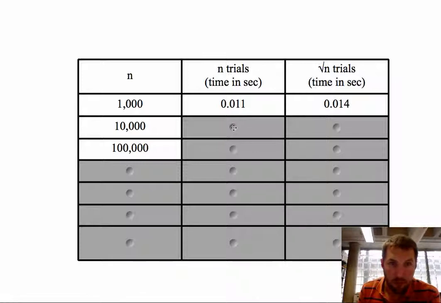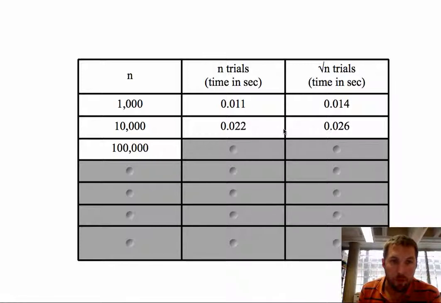So what if we tried 10,000? 10,000 is a little bit bigger of a number. Well, it takes about double, which isn't bad considering this number, 10,000, is 10 times as big as 1,000, and the time only doubled. So let's do this one, 0.026. Again, square root is just slightly slower, but they're basically the same.